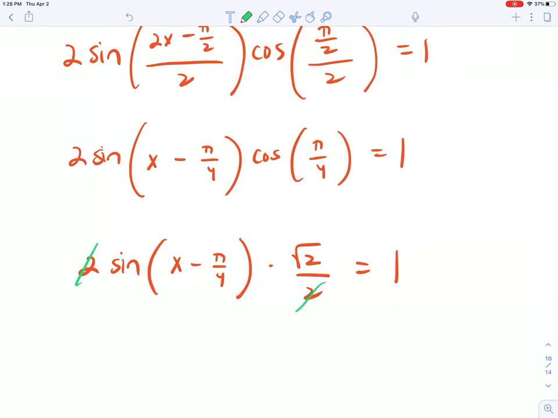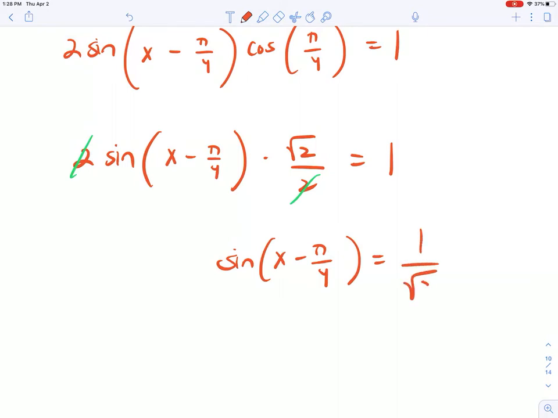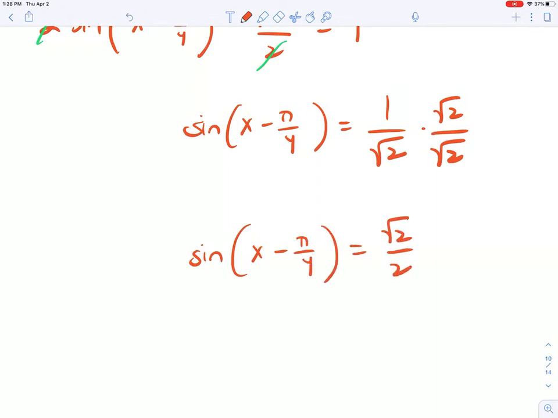So the 2's can actually cancel. And I can rewrite my equation as sine of x minus pi over 4 equals 1 over root 2, which, if I rationalize the denominator, gives me sine of x minus pi over 4 equals root 2 over 2.